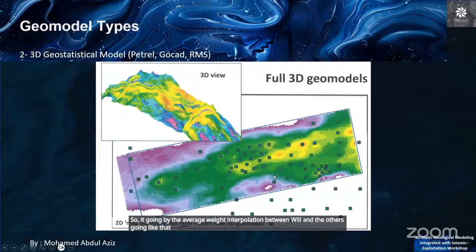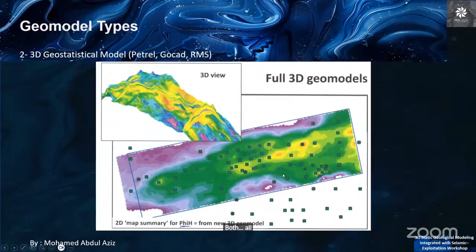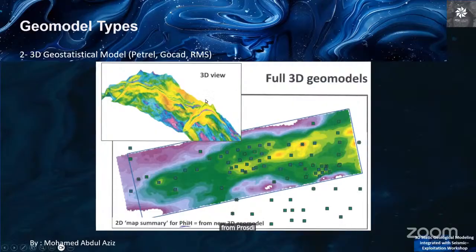The second type of geomodel is the 3D geostatistical model. We will discuss the deterministic, statistic and geostatistical definitions and the difference between all of them. But here is just an overview of the results and outcomes from the 2D and 3D models. This is an example of porosity propagation in the 3D distribution.